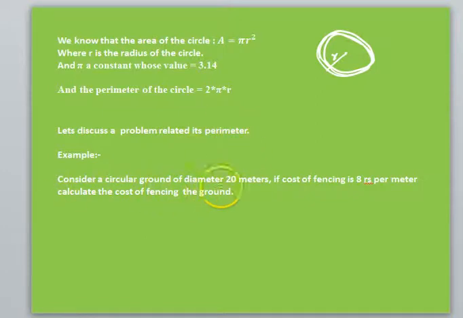Consider a circular ground of diameter 20 meters. Let us consider this as our circular ground, and it is given that the diameter d is equal to 2 times r, where r is the radius. If the cost of fencing is 8 rupees per meter, calculate the cost of fencing the ground. We need to find the perimeter of the ground first. Since the diameter is equal to 20, the radius is equal to 10.